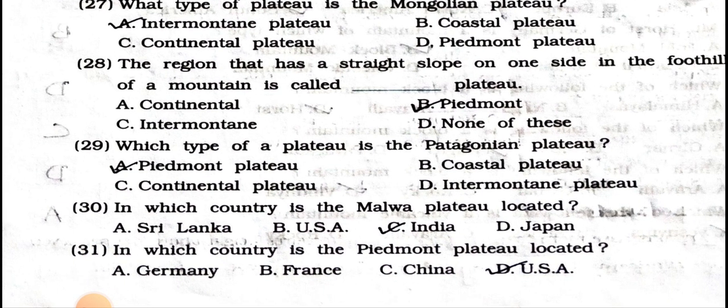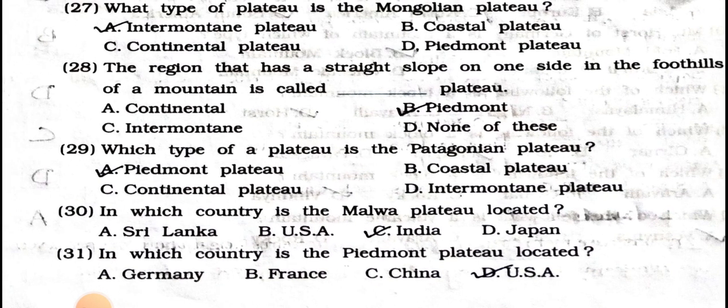Number 29. Which type of plateau is the Patagonian plateau? A. Piedmont plateau. B. Coastal plateau. C. Continental plateau. And D. Intermontane plateau. Answer is option A, Piedmont plateau.